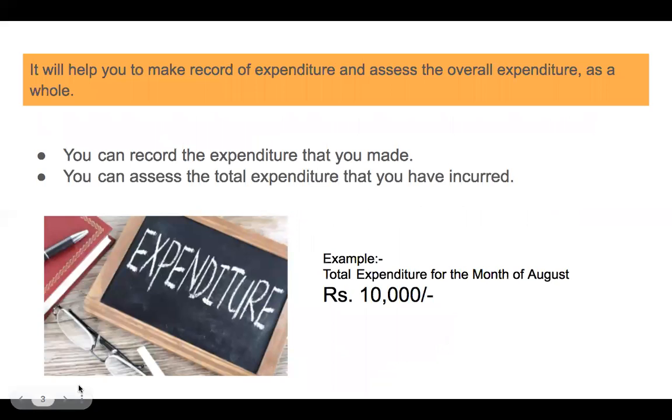So see here, from the first method, we assess like this: the expenditure for the month of August is 10,000. These kinds of results, these kinds of queries, can be executed using the first method.